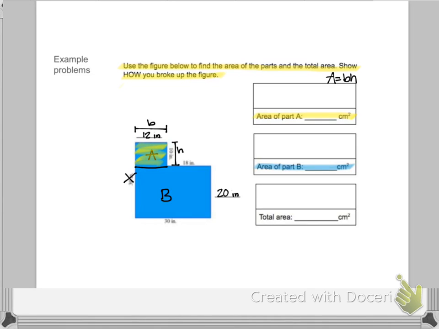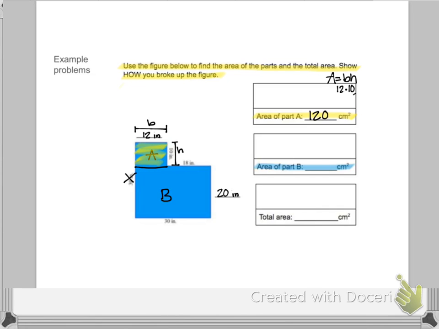In order to multiply, I am going to multiply my base 12 by my height 10. If you need a calculator, you can absolutely do so for this skill. We're going to take 12 multiplied by 10. And when we do that, we're going to end up with 120. The area for A is going to be 120 centimeters squared.